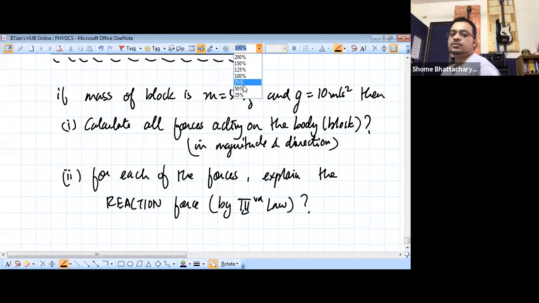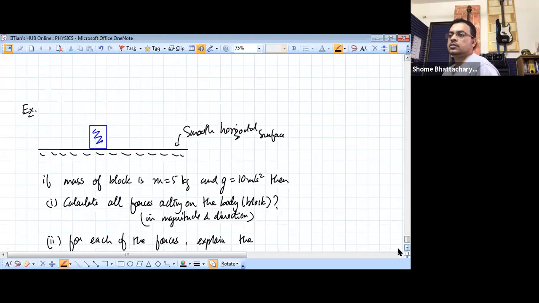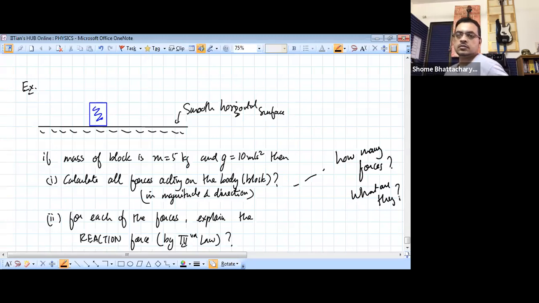First of all, tell me how many forces are acting on the body. Yes, very good. And what are they? Yes, very good. There is gravitational force and there is a type of force which we call the normal reaction, which the floor is applying on the body. And they are each equal to how much? 50 newtons. Correct. Very good.